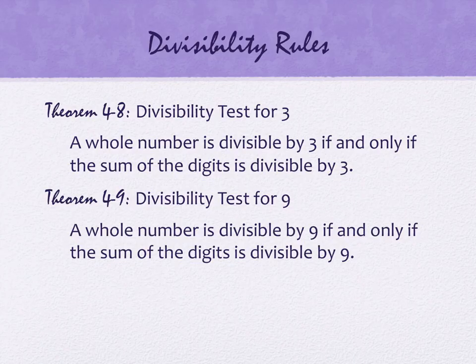Okay, so here's how this works. You take a long number, whatever it is. It's got 5 digits, it's got 7 digits, it doesn't matter. And you just add all those individual numbers together. And if when you add them together, what you get is divisible by 3 or by 9, then the original number was as well.